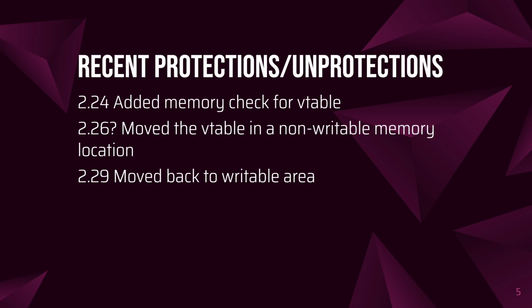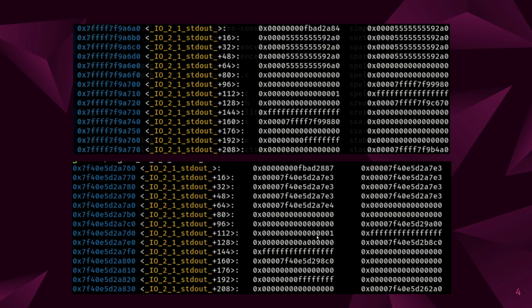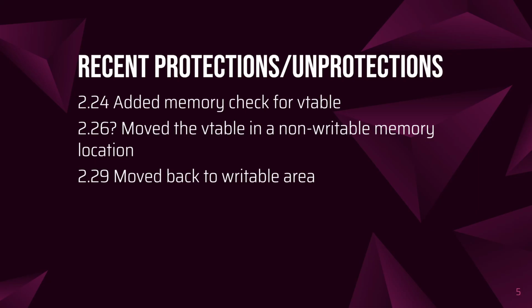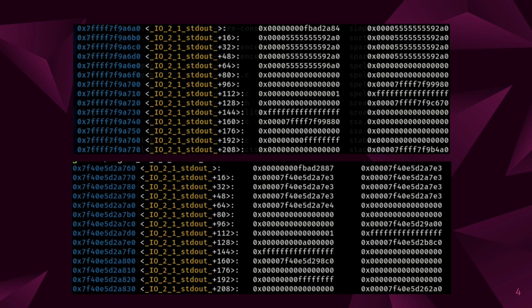So just some of the protections that were added, or removed. With libc 2.24, they added a memory check for the vtable. So if you're able to overwrite this vtable pointer, it still has to land within a certain memory range within libc, otherwise an error will be thrown and it'll throw you out. And then in 2.26, they moved the vtable itself to a non-writable location. So I think this one was run in libc 2.27, which is a non-writable location.